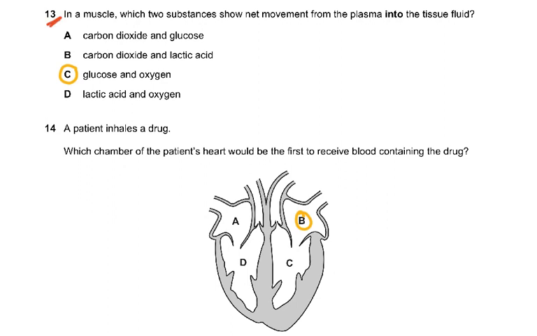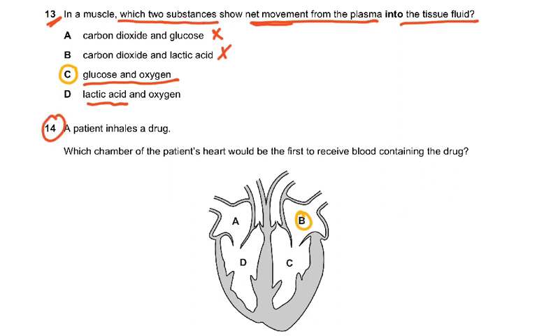Question 13. In a muscle, which two substances show net movement from the plasma into the tissue fluid? Now that had to be glucose and oxygen. Carbon dioxide and glucose, in fact, carbon dioxide moves from the cells into the blood. Carbon dioxide was wrong because carbon dioxide never moves from the plasma into the tissue fluid. It moves from the cells into the tissue fluid and then into the plasma. Lactic acid will be made inside the cells and will move into the blood to be carried to the liver, where it is of course again converted to glucose and respired to release energy.